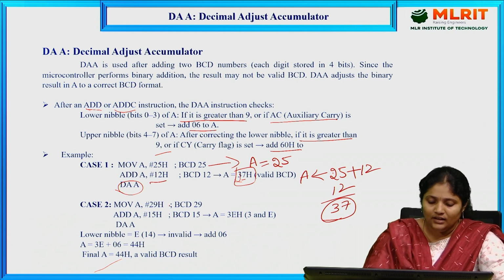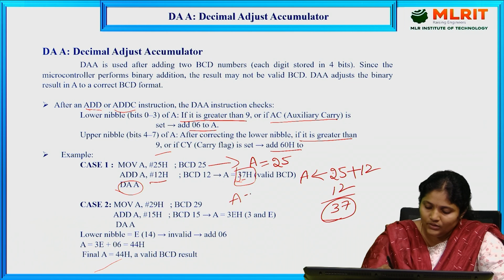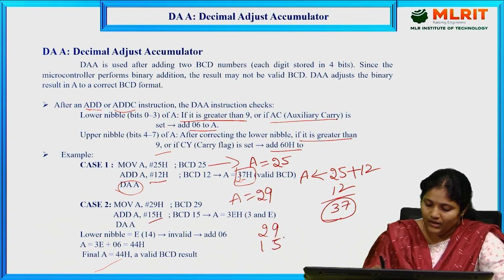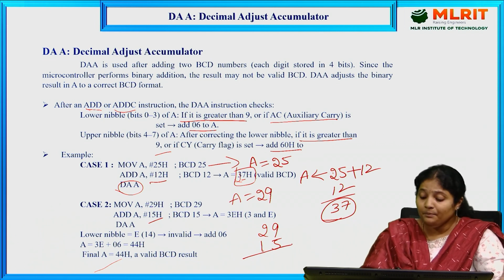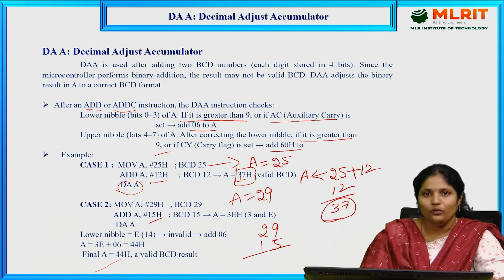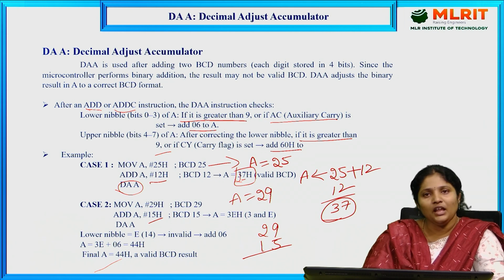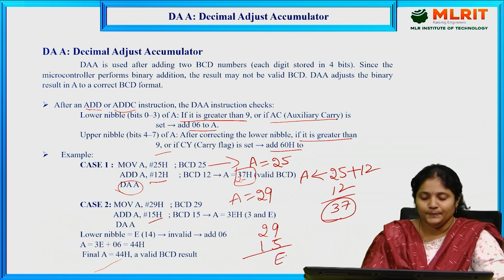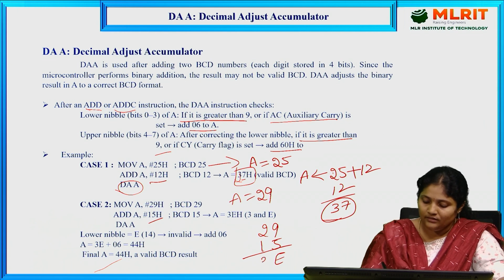In this particular case, what will it become? A is holding the data 29H. So 29H will be added with 15H, right? So 9 plus 5, what is 9 plus 5? Usually it is 14, but here in hexadecimal, how will we represent 14? As E, right? So now 2 plus 1, 3.